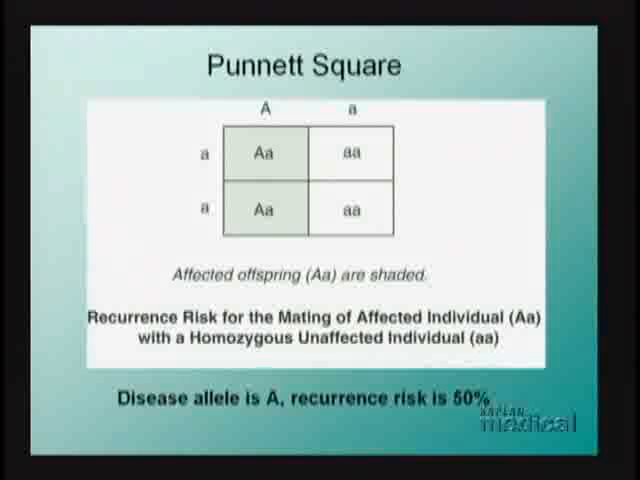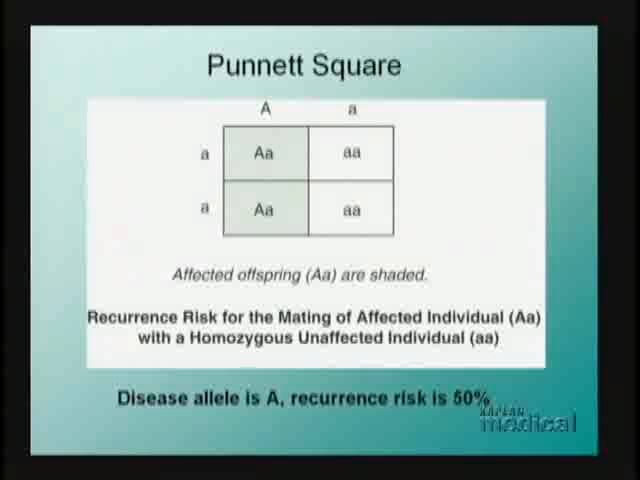To draw a Punnett square, on the top we put the father's two alleles, and that represents essentially the two types of sperm that the father can produce. On the left we put the mother's two alleles. This represents the two kinds of eggs that she can produce. And then we simply fill in the four possible boxes with the four possible genotypes of the children that can be produced. And we color in the boxes of those children that would be affected by the genetic disease.